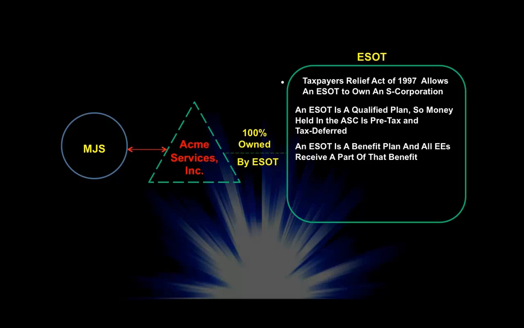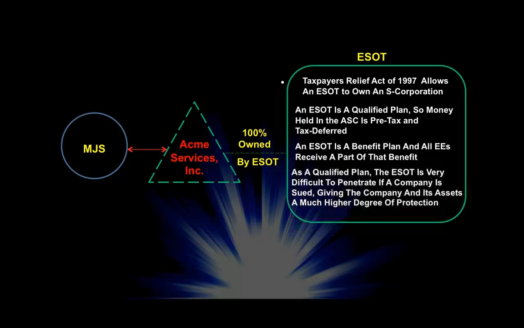Now, an employee stock ownership trust, as I mentioned, is a qualified benefit plan. All of the employees of both the practice and Acme Services receive a part of that benefit. And that benefit is in the form of a trust obligation to pay a retiring employee upon retirement, normal retirement age at age 65.